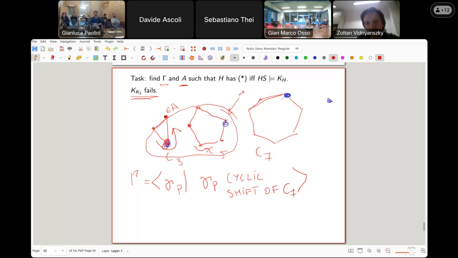But this, of course, cannot happen because okay, I stabilize these ones, but then I take a generator which moves around this cycle. So it moves around this X as well. It moves to a neighboring point. So it cannot stabilize it. Okay. So this is relatively straightforward.